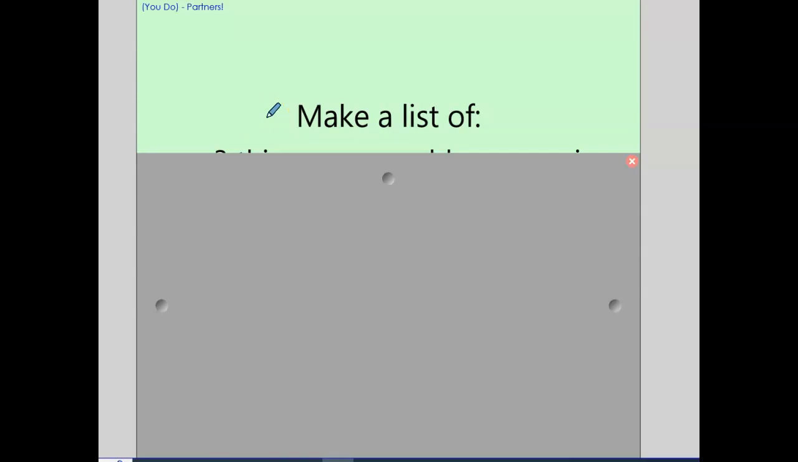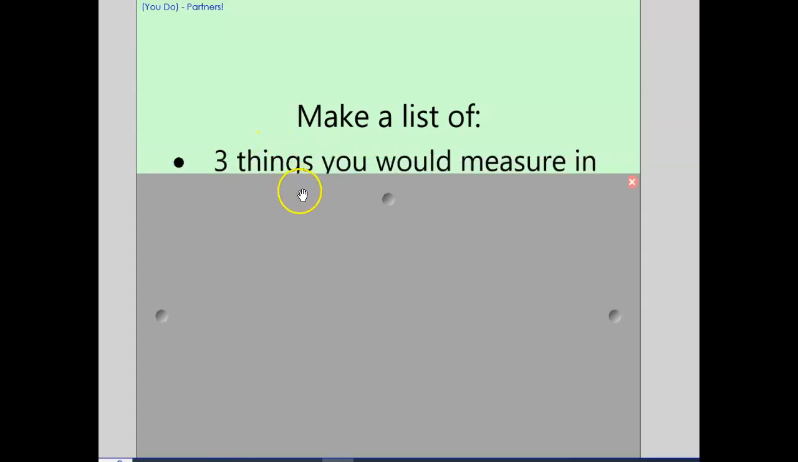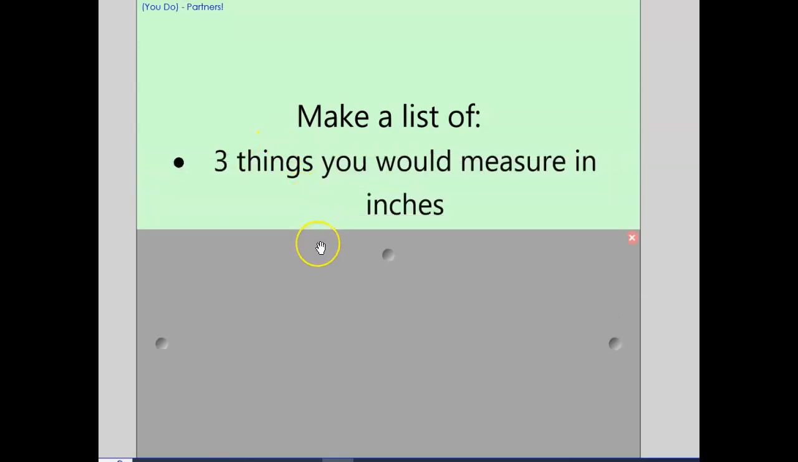Pause the video to add on to your list and let's see what you can come up with. 3 things you would measure in inches. Write down 3 objects that would be the smartest to measure in just inches. Pause the video, write your 3 objects.